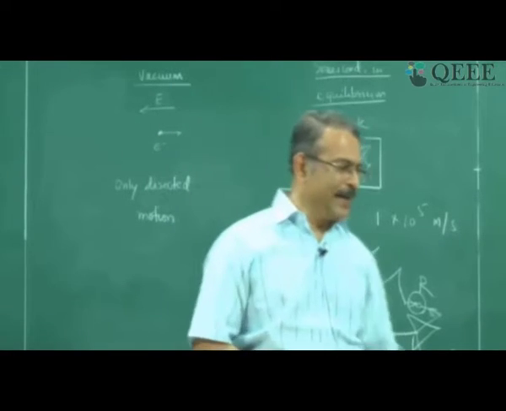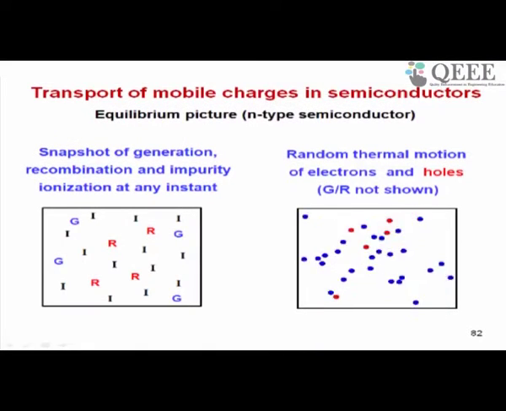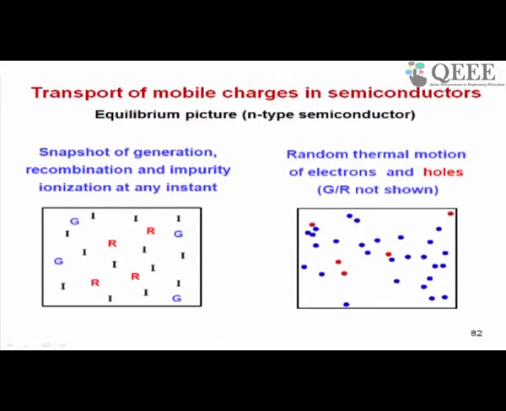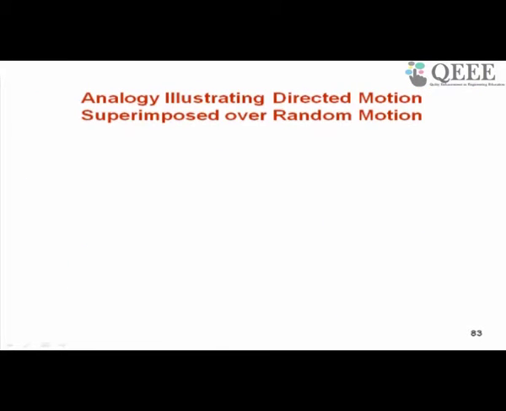Let us go back to the slide. So let us start with this random motion. Now superimpose a directed motion. How do you get that? Here is an analogy which tells you how electrons and holes move when you apply an electric field.